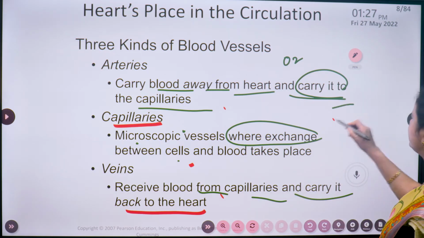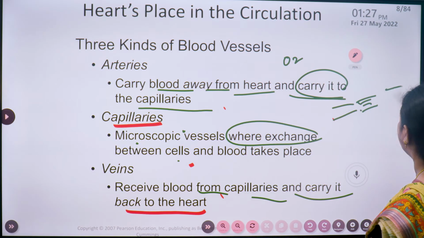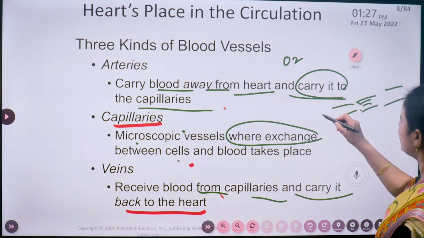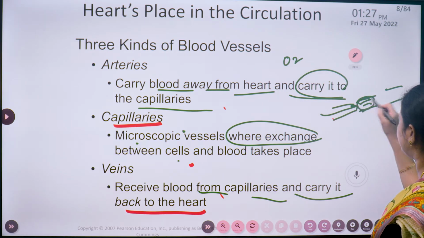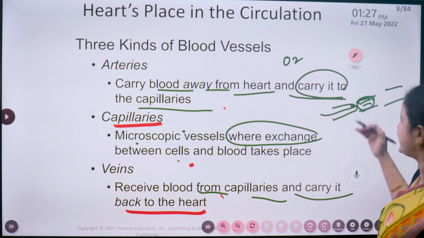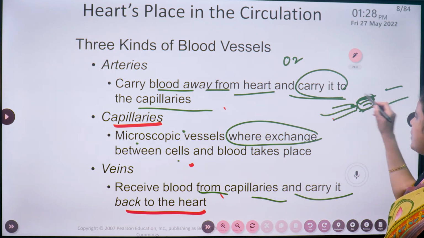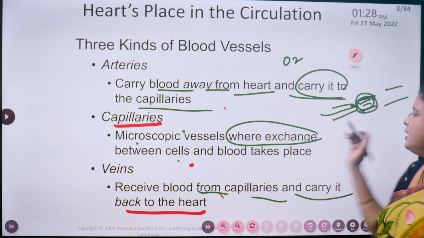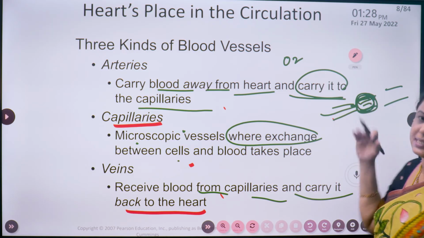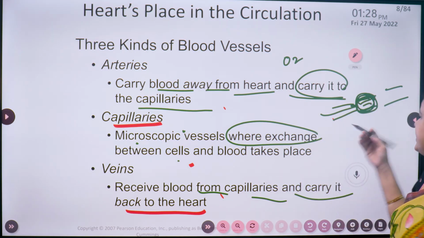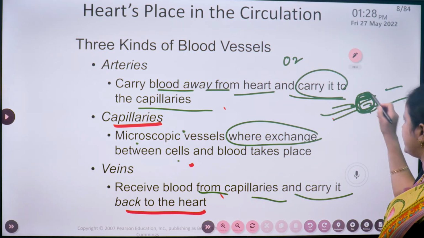For example, these are the arteries. In between we have the capillaries, and we have the veins. Arteries carry the oxygenated blood and supply it to the capillaries. In the capillaries, exchange of gases takes place within the tissues. The exchange of gases between the tissues and the blood is called internal respiration.